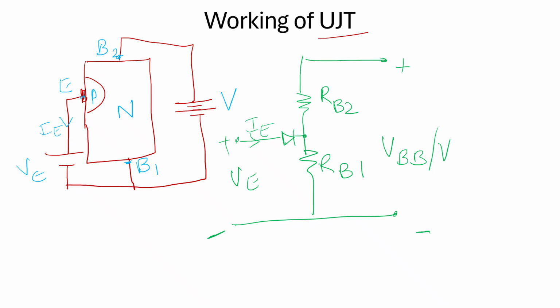The IE current, the emitter current, flows through the simple diode. The diode becomes forward biased and a net voltage potential is felt across the voltage divider point across RB1 and RB2. If the value of the resistance is varied, then eta VBB will also vary.